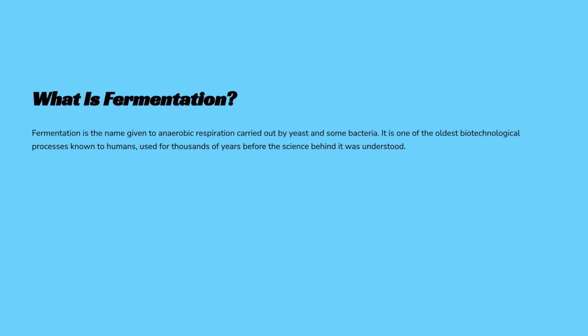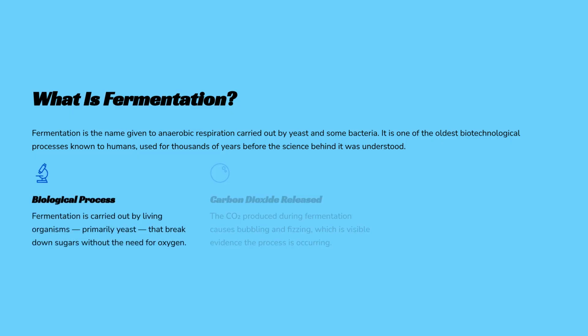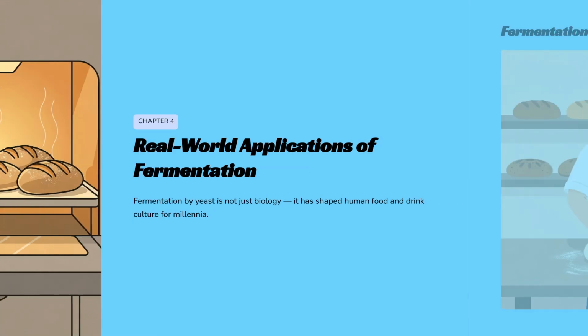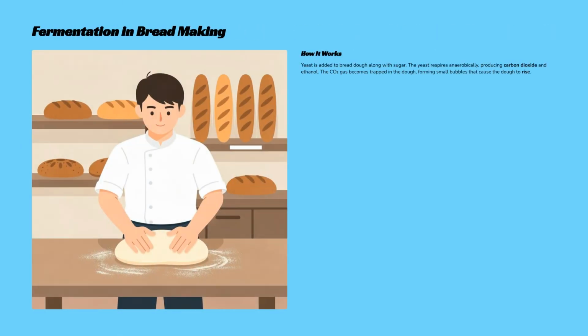Fermentation is an ancient biotechnology. It is a biological process where yeast breaks down sugars to produce carbon dioxide, causing bubbling, and ethanol. In Chapter 4, we explore the real-world applications of fermentation, which has played a major role in shaping human food and drink culture for millennia. In bread making, yeast respires anaerobically. Carbon dioxide bubbles become trapped in the dough, causing it to rise, while ethanol evaporates during baking.